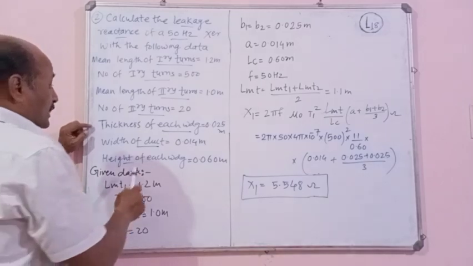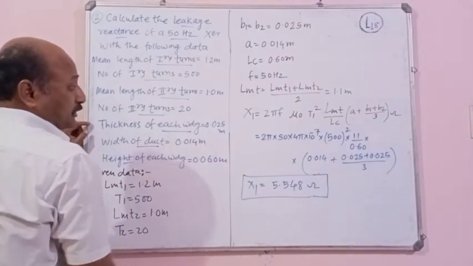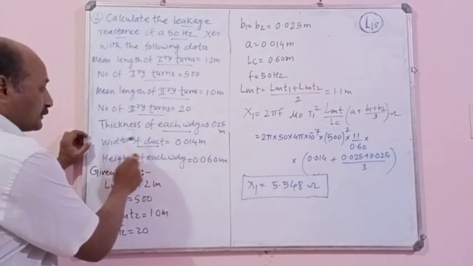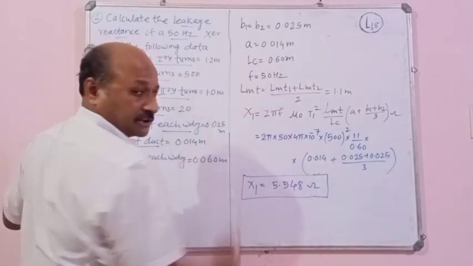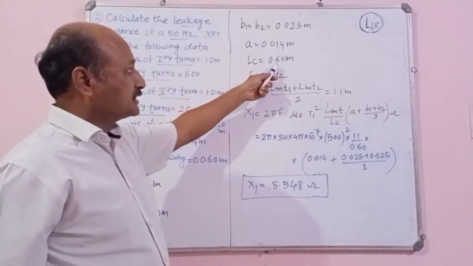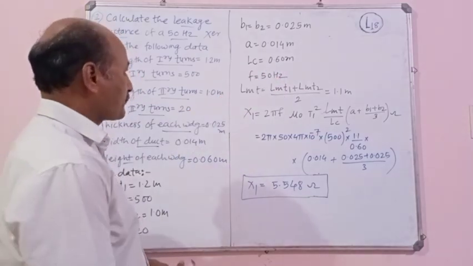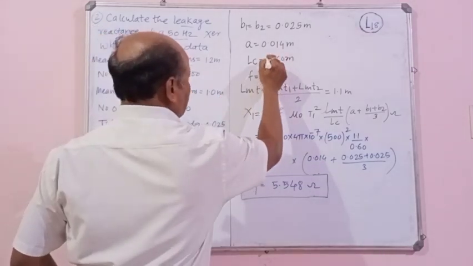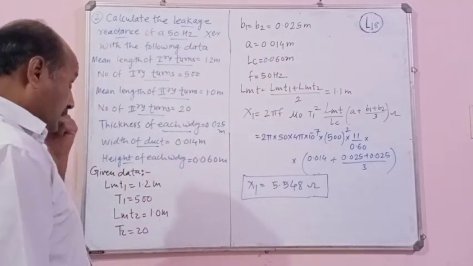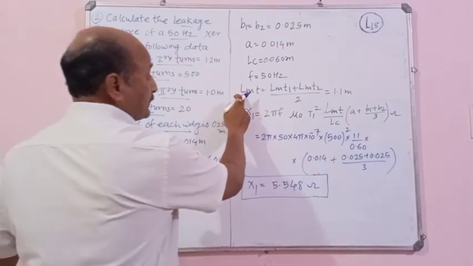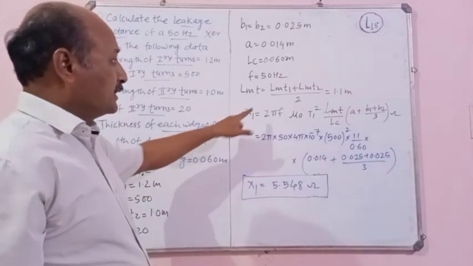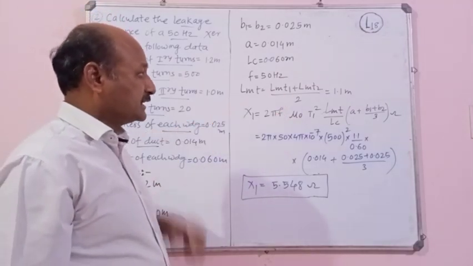Then thickness of each winding equals 0.025 means b1 equals b2 equals 0.025 meter. Width of the duct, small a, is given equals 0.014. Then the height of each winding, that is the length of the coil, is given as 0.60 meter. Then LMT equals (LMT1 plus LMT2) by 2. How will you calculate the LMT? Mean length of the primary plus mean length of the secondary, divided by 2.